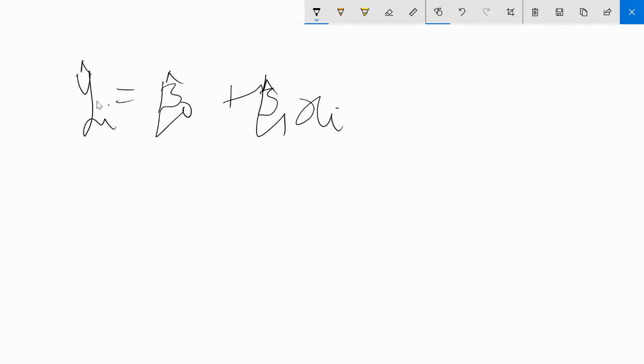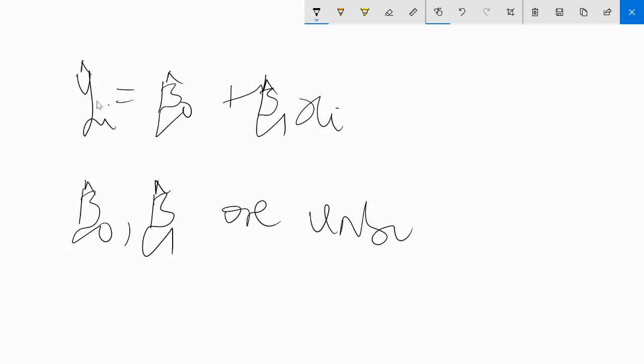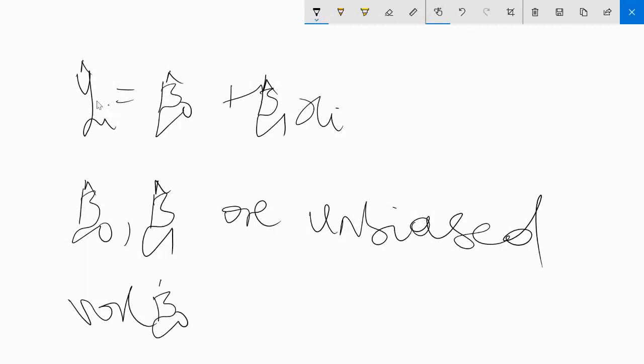You also know, because we showed, that these estimators are unbiased, and we also derived the variances of these estimators. So you also know the variances of these estimators.